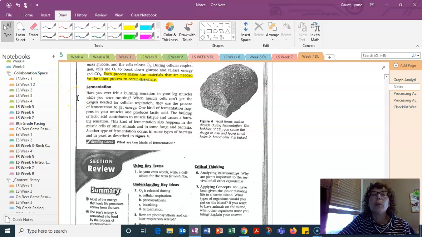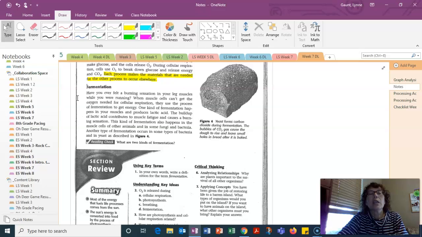Have you ever felt a burning sensation in your leg muscles while you were running? When muscle cells can't get the oxygen they need to continue with cellular respiration, they will use the process of fermentation to get energy. One kind of fermentation happens in your muscles, and it produces lactic acid. The buildup of lactic acid contributes to muscle fatigue and causes that burning sensation in your muscles. This kind of fermentation also happens in the muscle cells of other animals and in some fungi and bacteria.